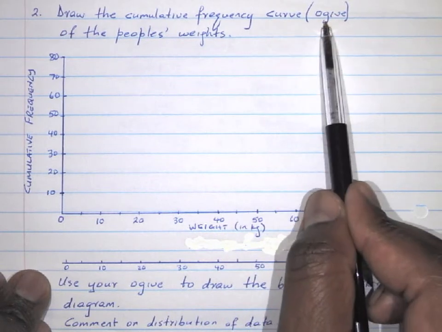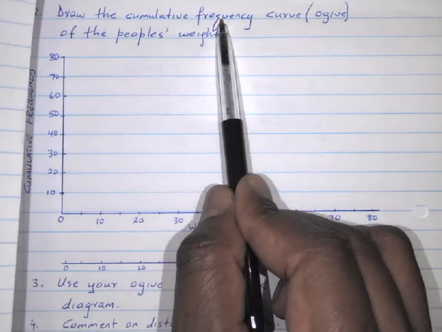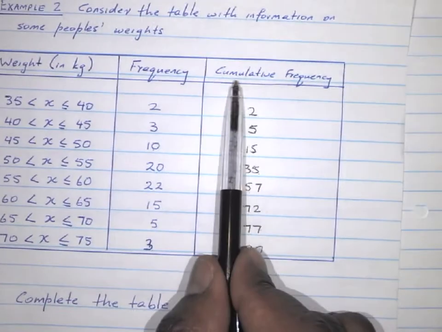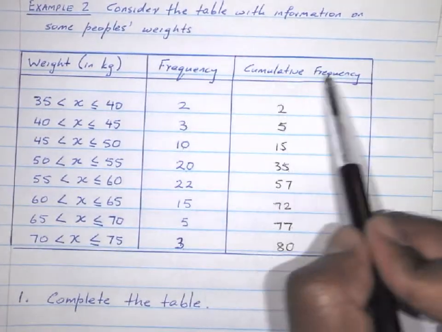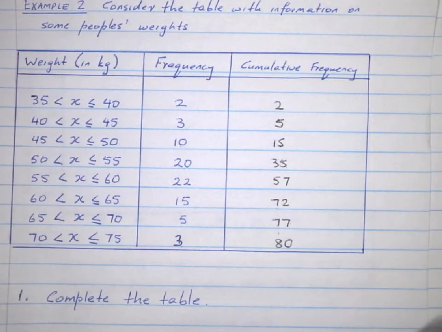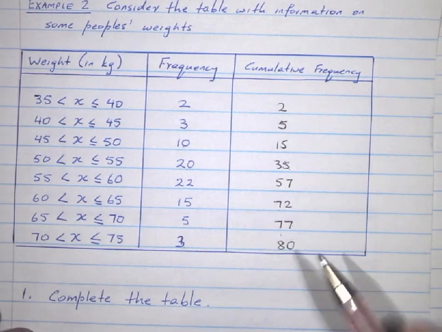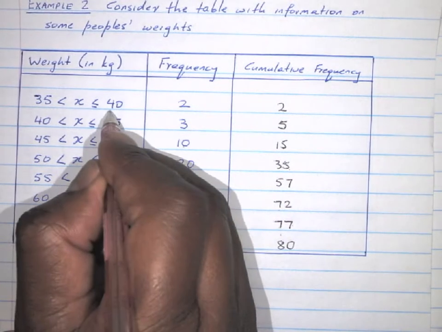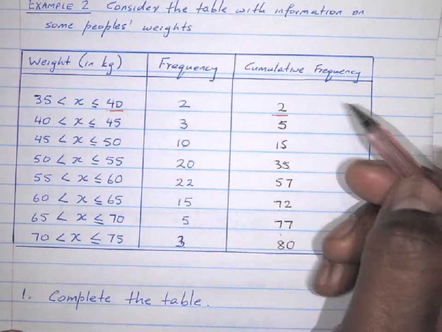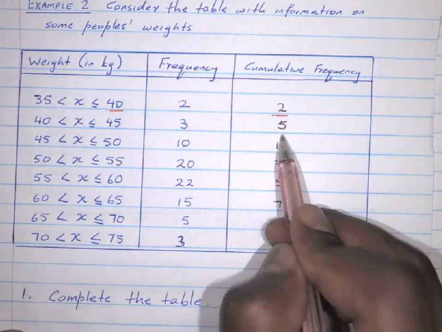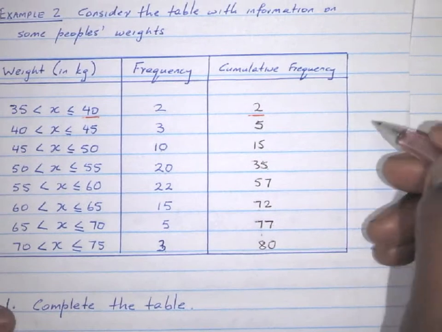Now the next question says, draw the cumulative frequency curve. Sometimes they call it an ogive. If you remember, we completed this table on the cumulative frequency column. If I want to draw the curve, I will need points. I need a point made up of 40 and 2, then 45 and 5, 50 and 15. To make things easier for myself, let me write the points.